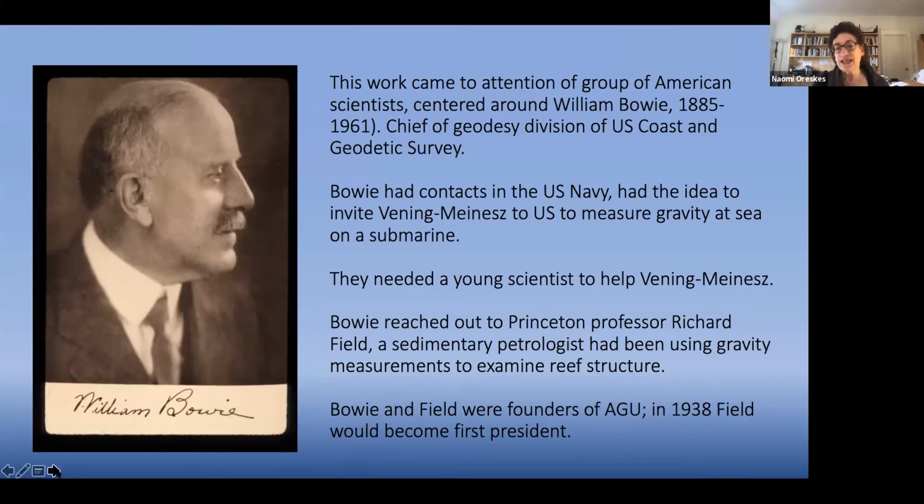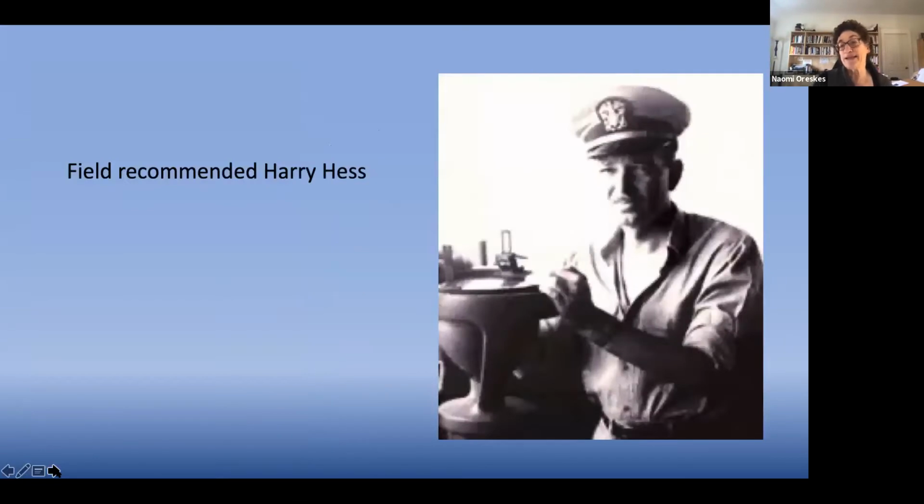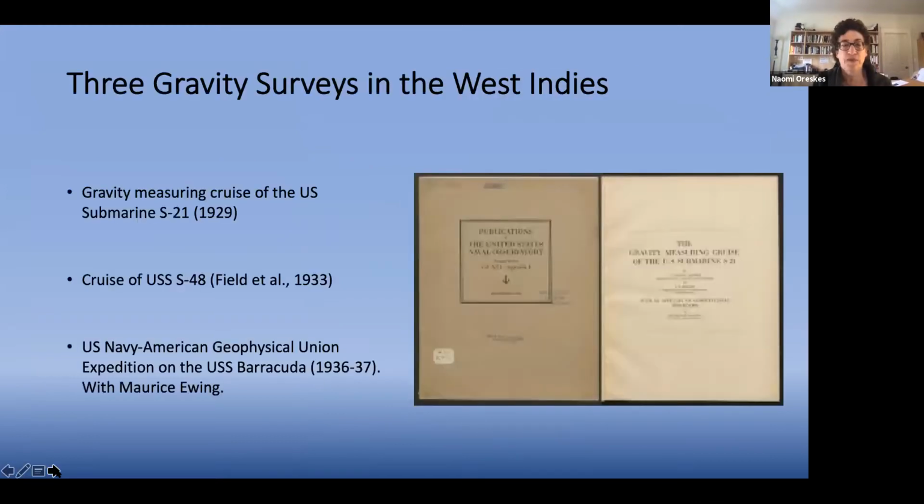But in order to do this, they would need a young scientist to go to sea with him and help him out. And so Bowie reached out to a friend, the Princeton professor Richard Field, who was a sedimentary petrologist who had been using gravity measurements to try to better understand reef structure. They were also co-founders of the AGU. In 1938, Field would become the first president of AGU. And Field recommended this student who had just got his PhD, so the timing was perfect, and that was Harry Hess. They undertook 3 gravity surveys in the West Indies.